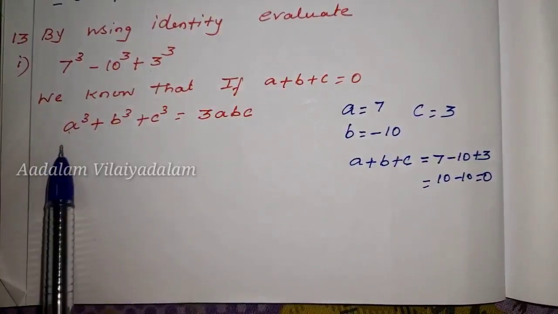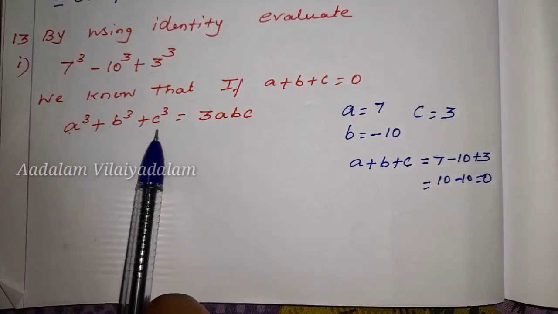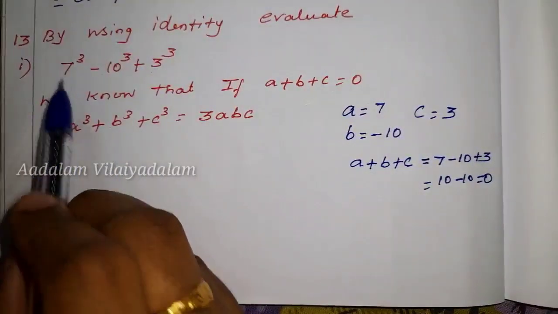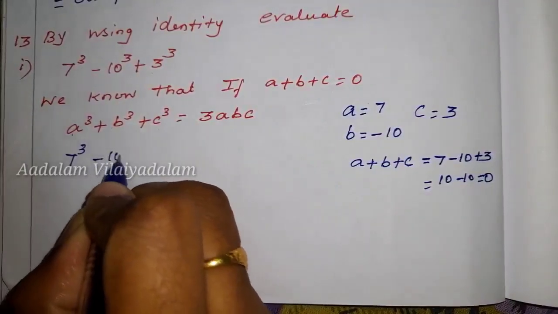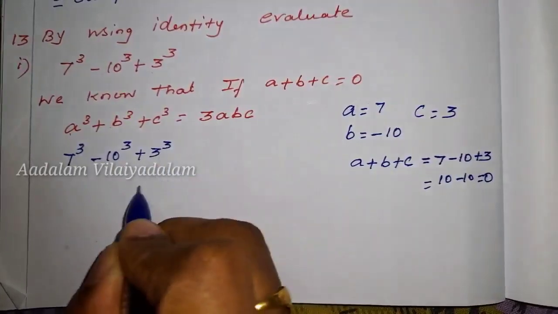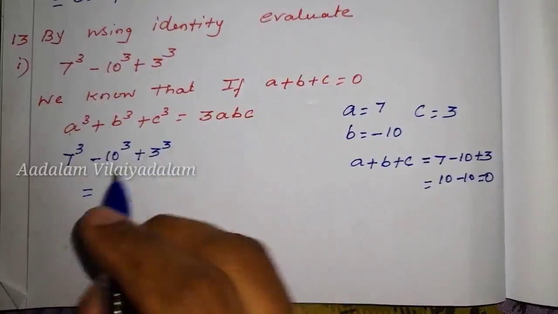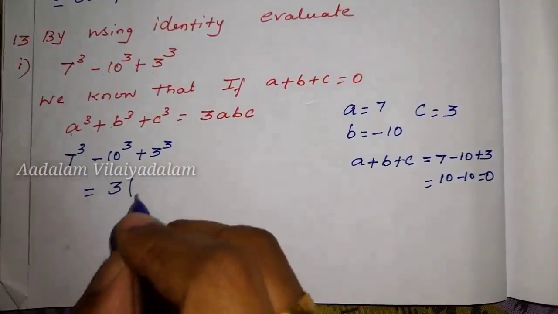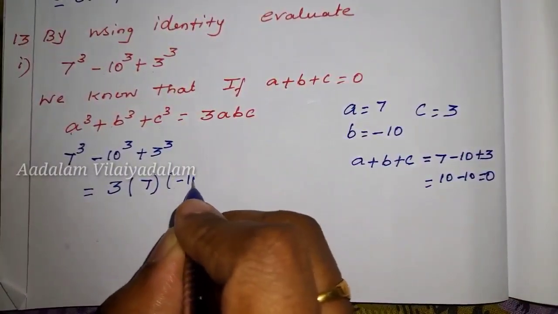So what is the formula here? a cube plus b cube plus c cube equal to 3abc. So here we have to find the value of 7 cube minus 10 cube plus 3 cube. So what is the formula? 3 into abc. That is, 3 is the constant, as it is. Here the a value is 7, the b value is minus 10.